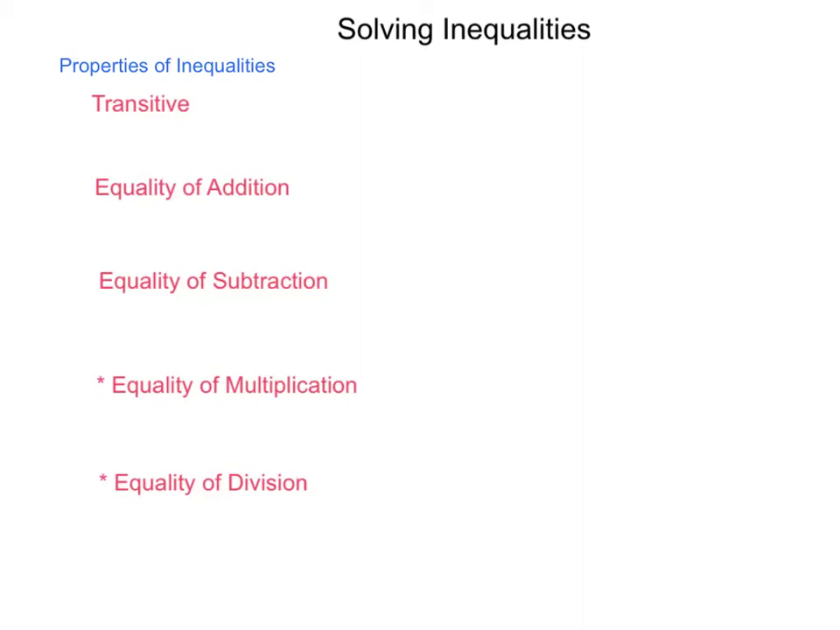So first, the transitive property. The transitive property, when we are dealing with inequalities, same as when we are dealing with equations, states that if A is greater than B, and B is greater than C, then we have to know that A is greater than C. And this is also true if our inequality sign is less than. So, a numerical example of this: if 3 is greater than 2 and 2 is greater than 1, then we can skip the 2 and just say 3 is greater than 1.